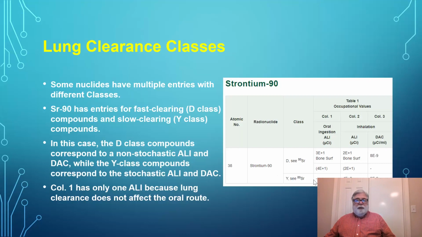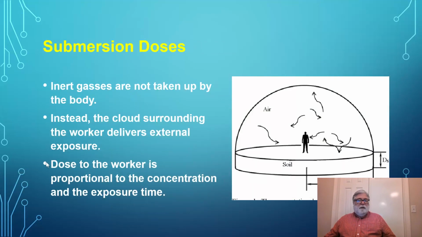But for class Y, it's not a bone seeker. For class Y compounds, the limitation is only 40 microcuries. That's for the whole body for the effective dose equivalent. Okay. So depending on what chemical form you have, you might have different activities.